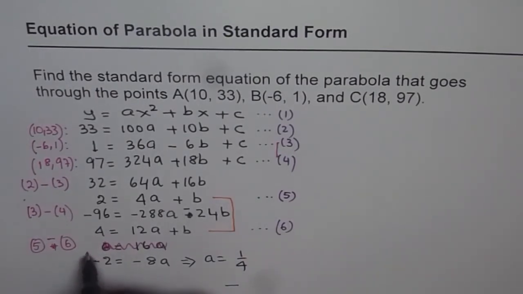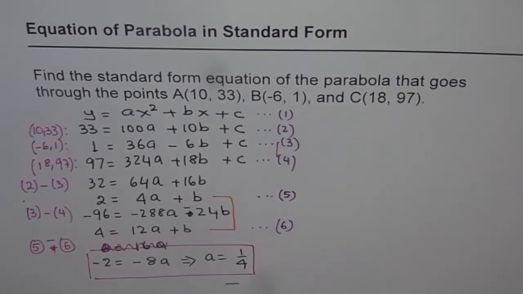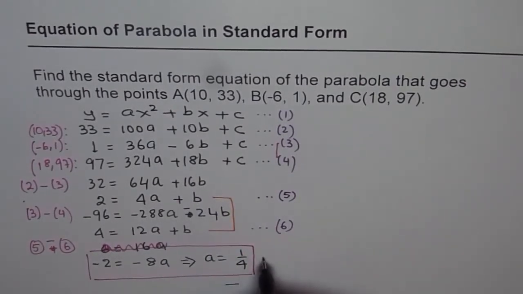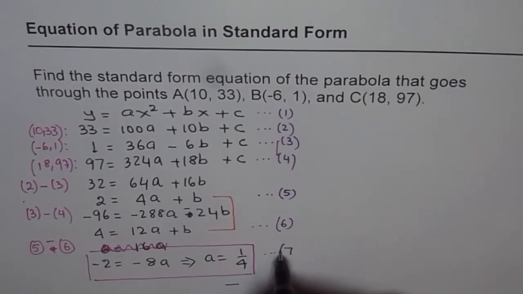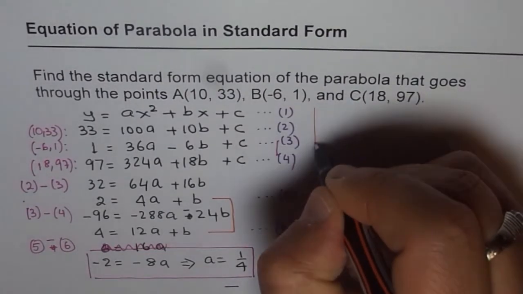Let me just make it a block so that we know this is the value of a for us. So the value of a is equation 7 for us. So that is how we can get the value of a. Okay. Now let's move forward and find the value of b and c.